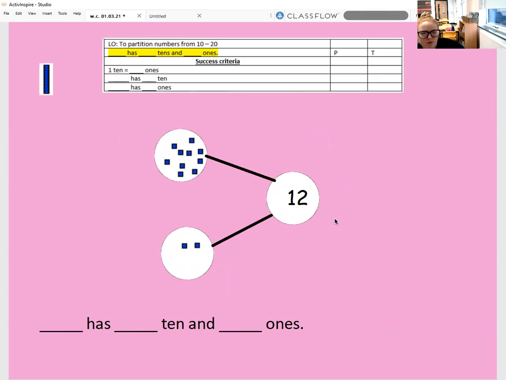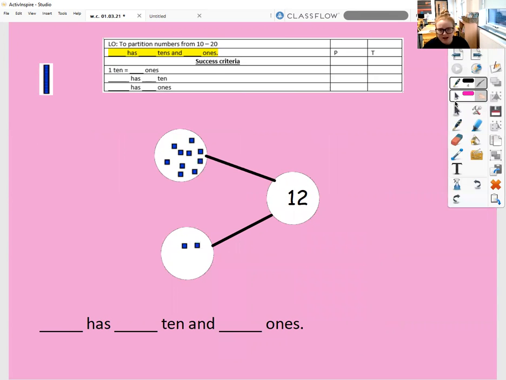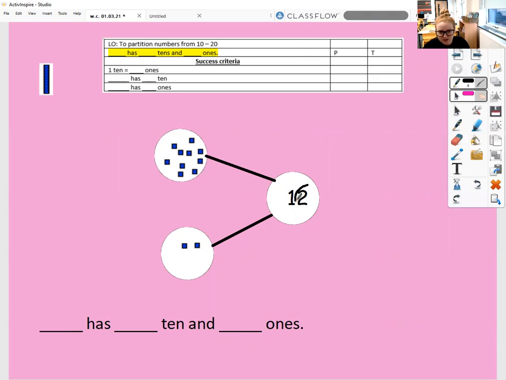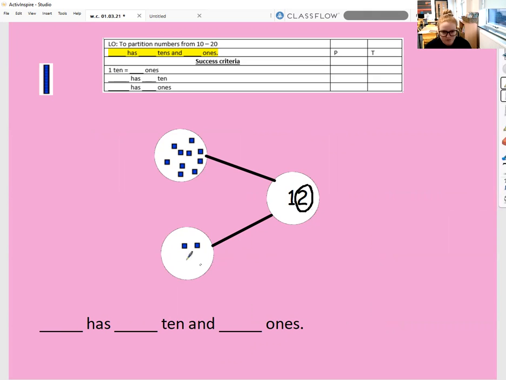So here we have a number, and this number can be split into its two parts. It can be split into tens and ones. So here I've got, what number is this? It is 12. So 12 can be split into two parts. First of all, we can see it has its ones first. So how many ones are there? There are 2 ones. So which of these parts are my 2 ones? 1, 2 ones. Fantastic. I've got 2 ones here.